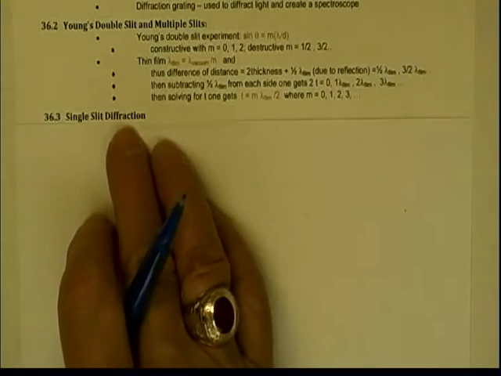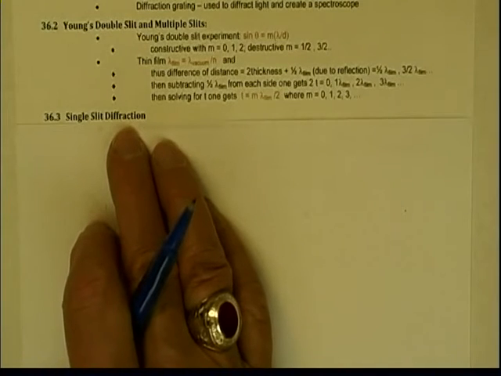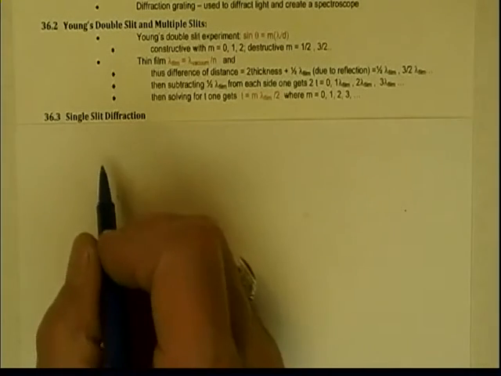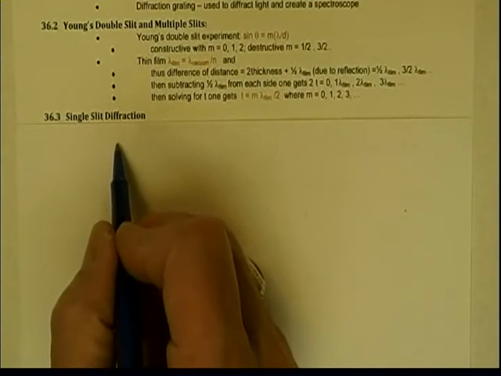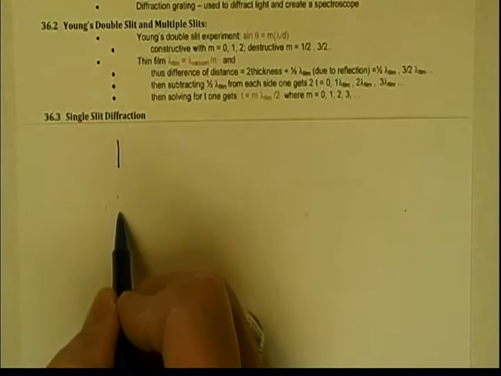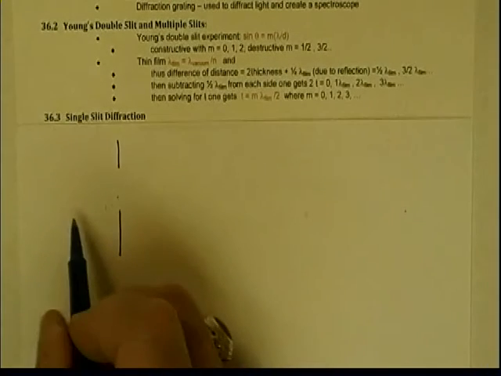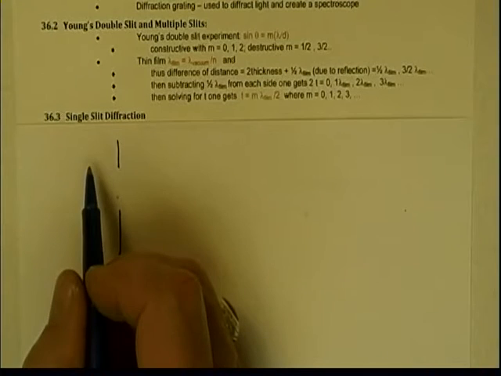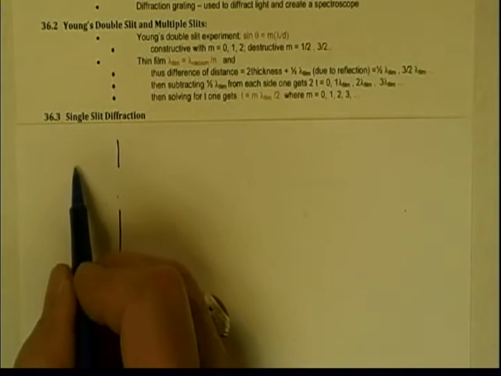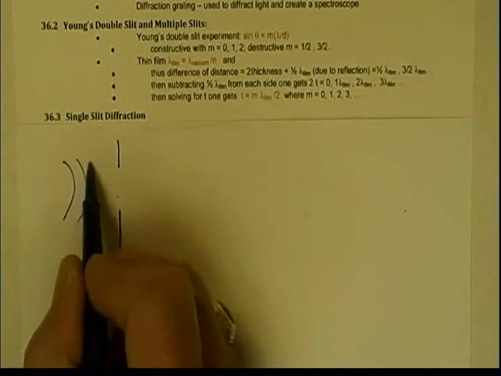The third section under Chapter 36 on interference and wave nature of light has to do with a single slit as opposed to the double slit. And here we can see again that we get the same type of effect. Let's imagine we have a single slit and we have light that comes through this slit like so.